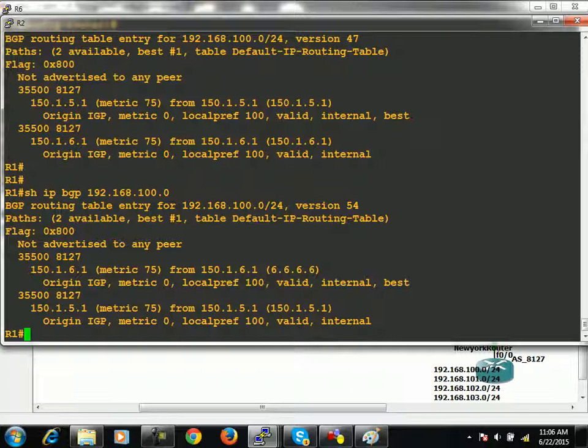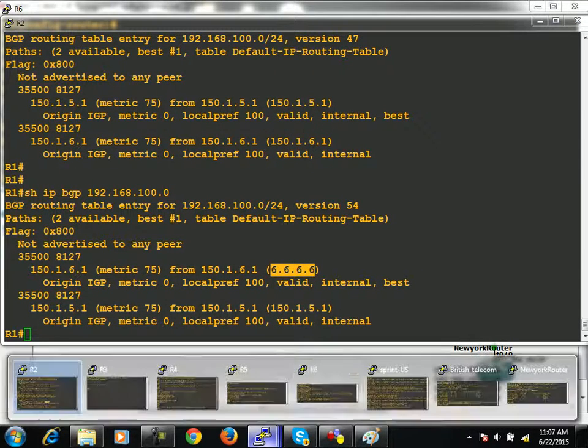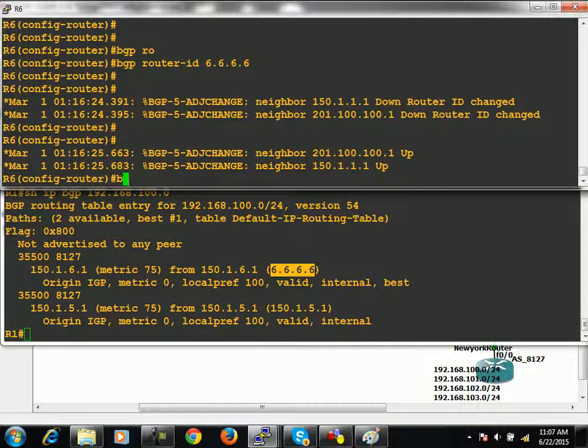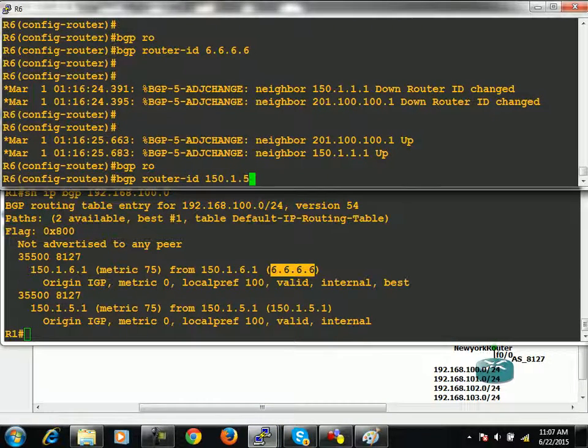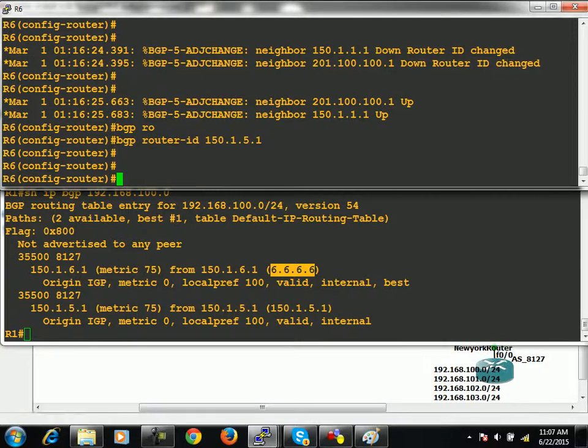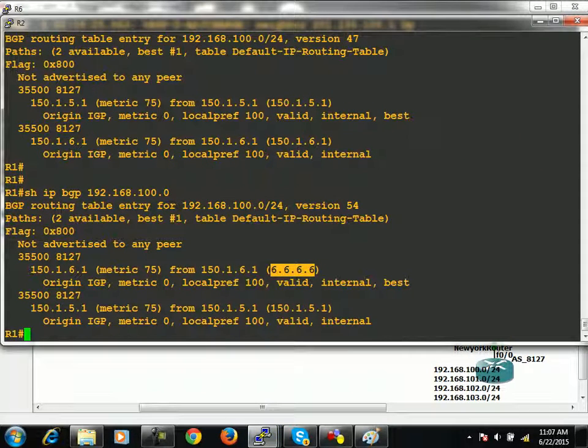So for that purpose, I have to configure same router IDs on both devices, right? So let's do one thing. Because on R5 its router ID is 150.1.5.1, let's configure the same router ID on R6 as well. Let's move back again on R6 and say BGP router ID is 150.1.5.1. So this time for R1, both of them are having same router IDs, R5 as well as R6.